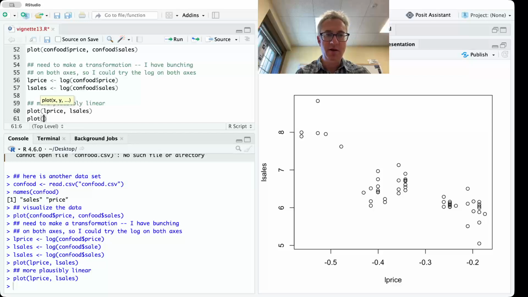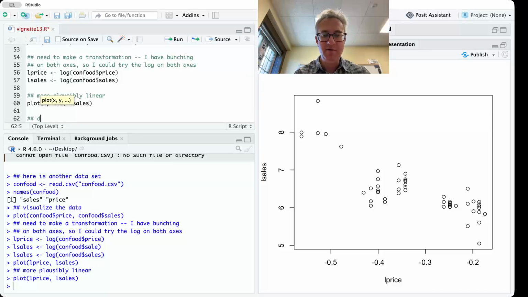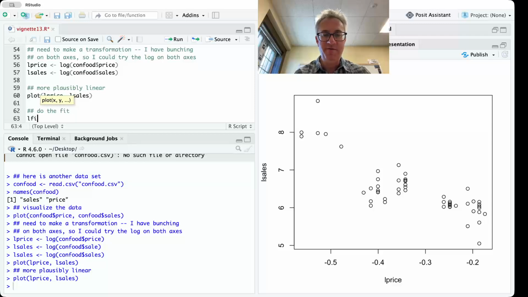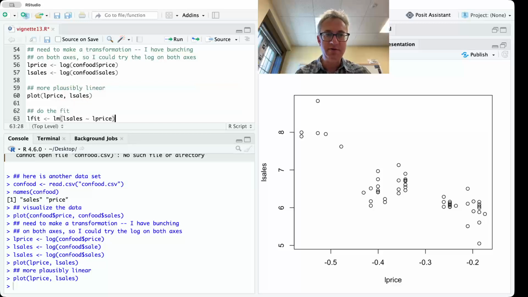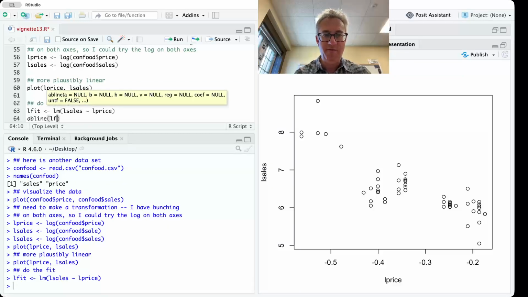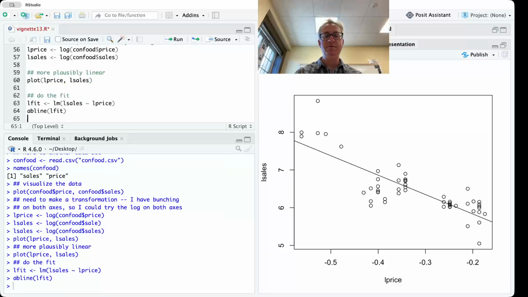Okay, so plot L price. Oh, I already plotted it. Now let's do the fit. So L fit, LM, L sales, twiddle, L price, and then AB line, L fit. That looks like a pretty good fit to me.